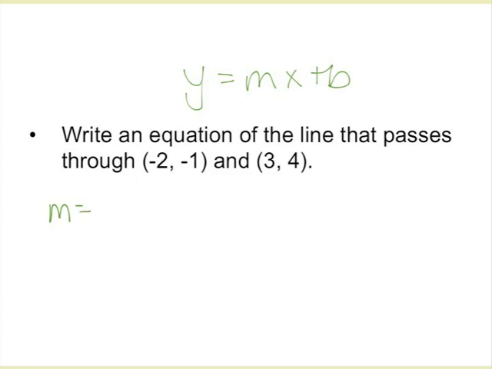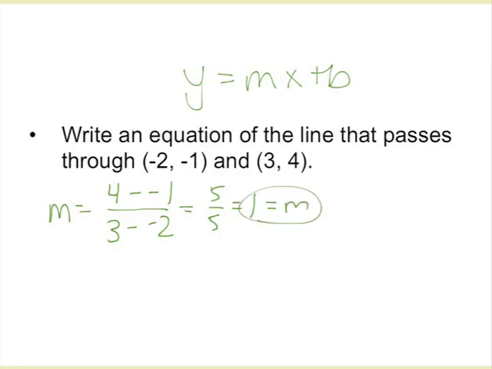y2 minus y1 over x2 minus x1. It doesn't matter which point is your point 2 and your point 1. I usually just do the later one minus the earlier one in the problem, but it doesn't really matter. Be careful with double negatives. Okay? So I'm doing the y's subtracted over the x's subtracted. That gives me 5 over 5, which is 1. So now I know my slope.